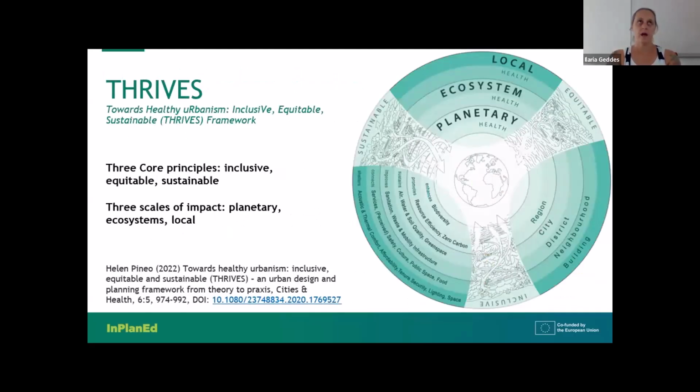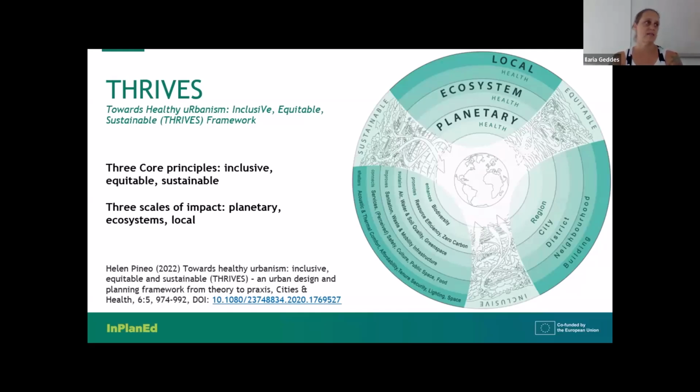Now, I'll mention health again. Ed has also mentioned health in his work quite a few times, and we discussed it last week with Marcus. And this is a framework which was developed by Helen Pineo, who was at UCL when she developed it. She's moved to the US now. If you remember the framework that Marcus showed last week, the health map, this is kind of an evolution of that framework. It's much more recent. In Marcus' diagram, people were at the center of the diagram.